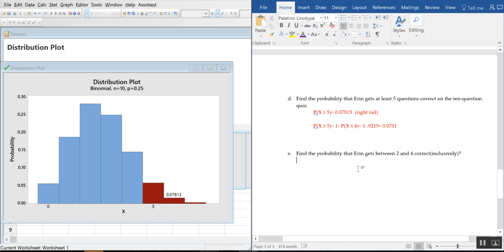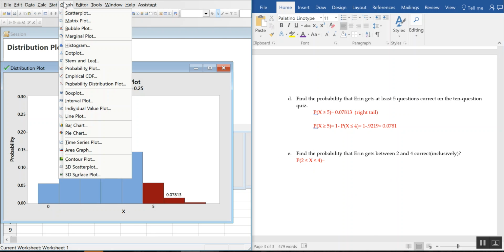Okay, so last but not leastly, in our fun times with Erin, we want to know what's the probability she gets between 2 and 4 correct inclusively, so including both 2 and 4. So I want to be between 2 and 4. And I do mean the whole between thing. In between 2 and 4. And I would use the graph menu to do this again because the graph menu is the only one that will do a middle value in the middle between 2 and 4.